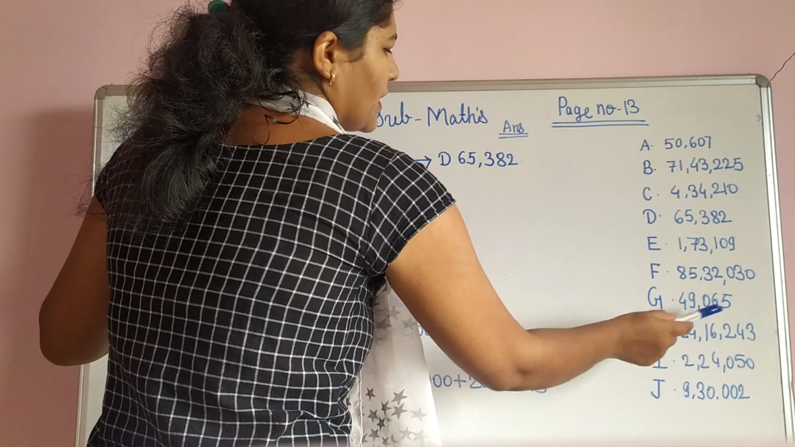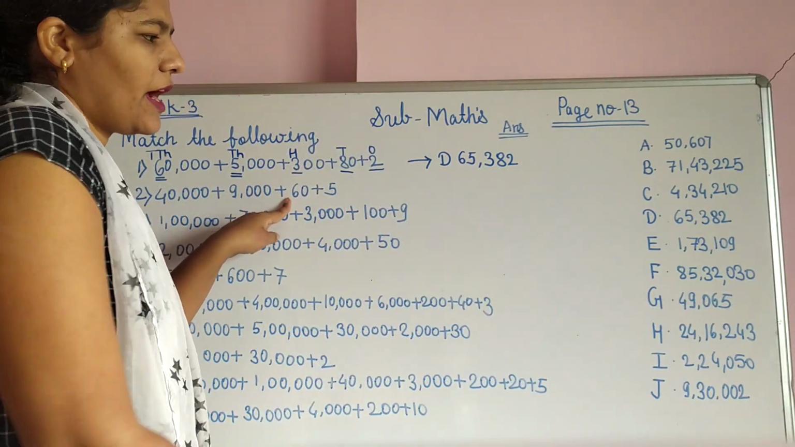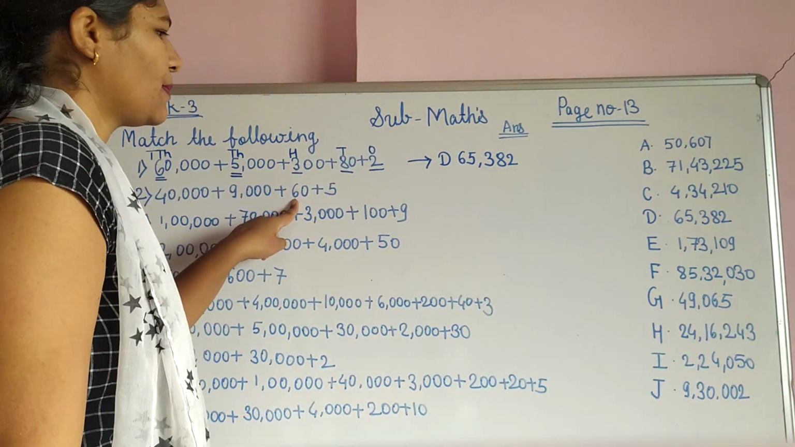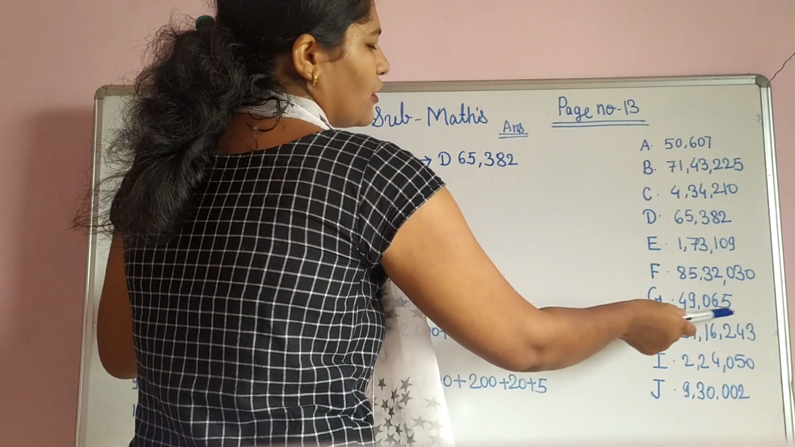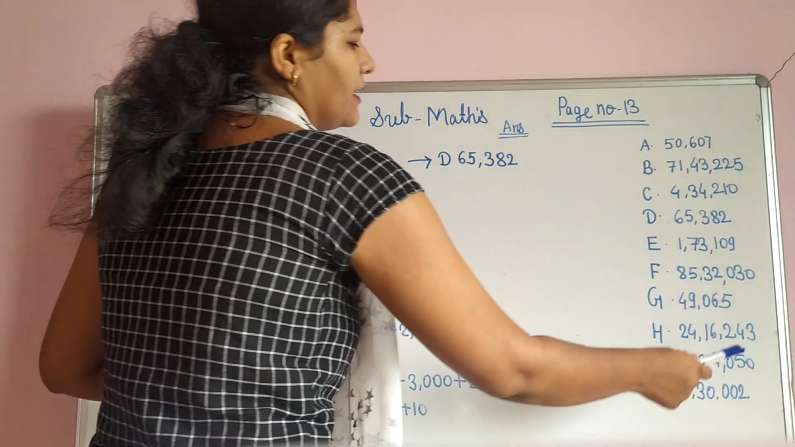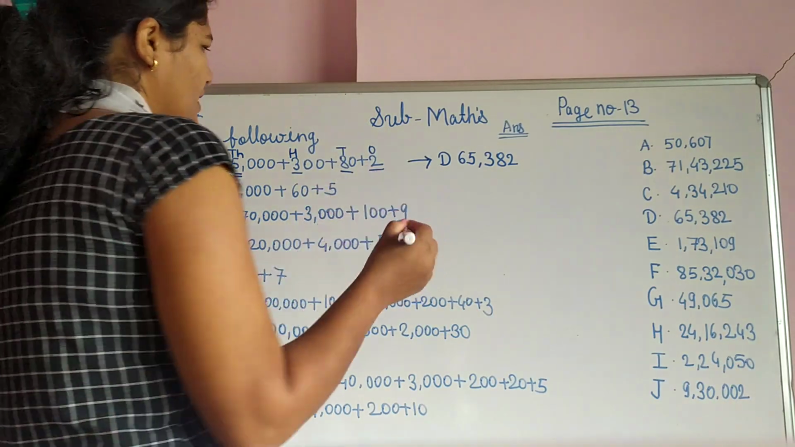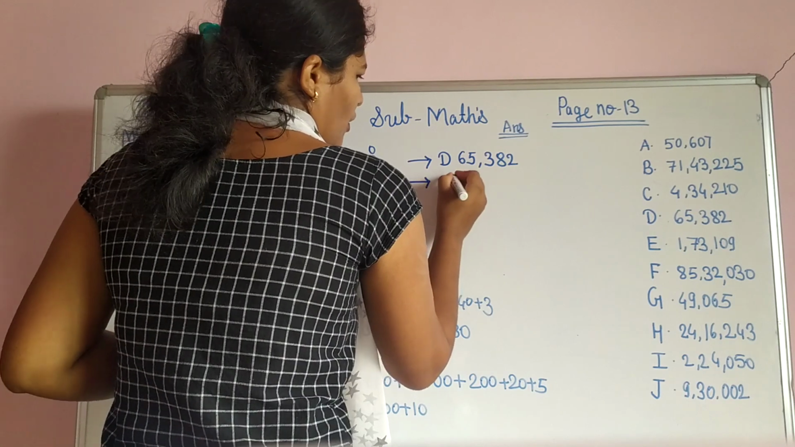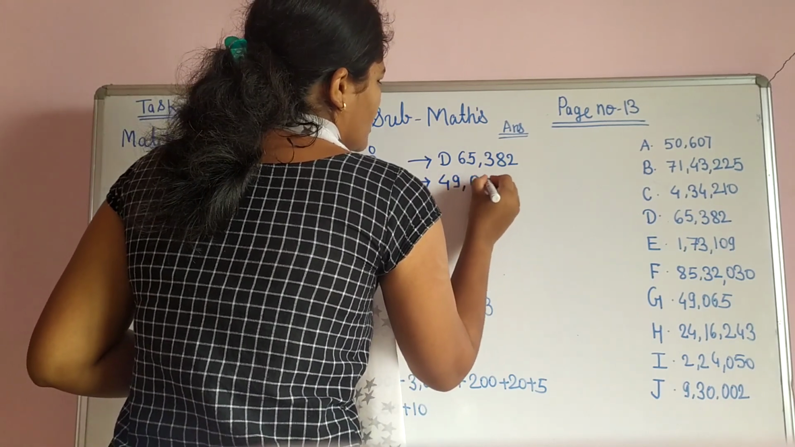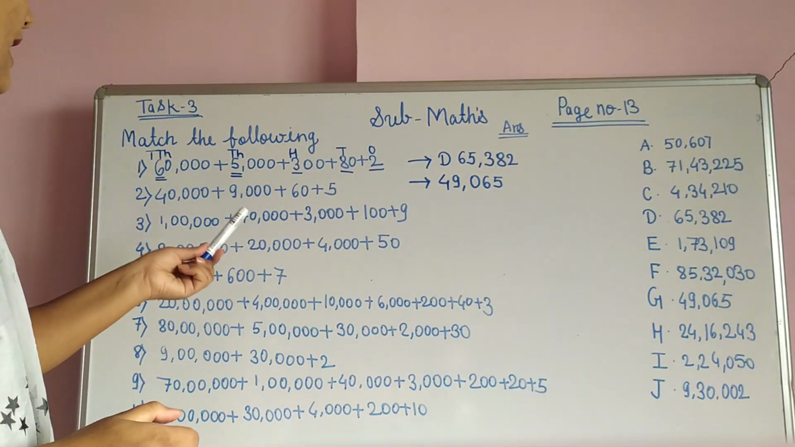9 is on the 1,000 place. See, on the 100 place here nothing is there. It means 0. And here also 100 place 0 is there. Tens place 6 is there and here also 6 is there. And ones place 5 is there and here also 5 is there. So what is our answer? Our answer is 49,065. So this is the answer.